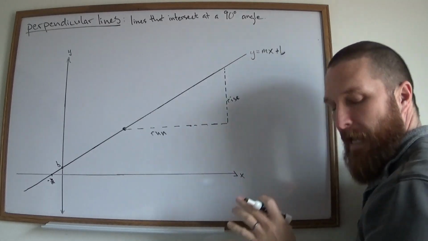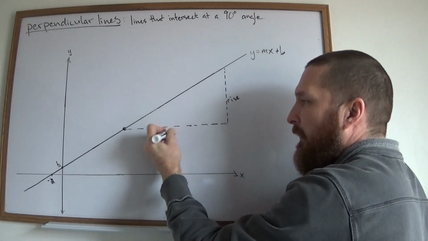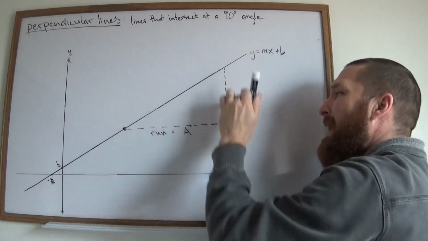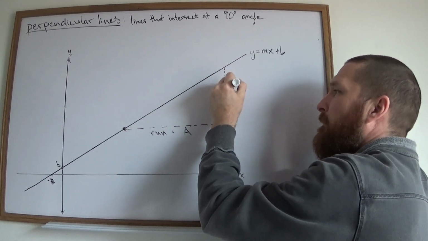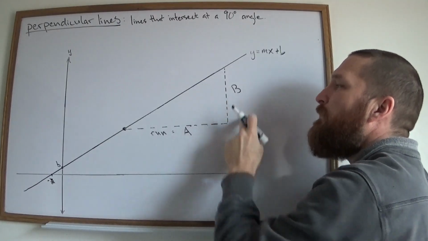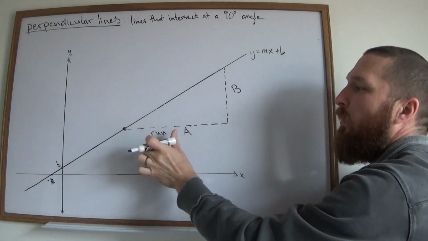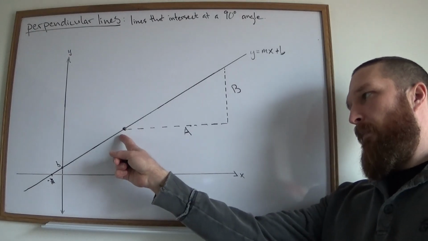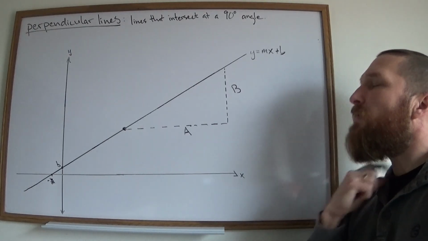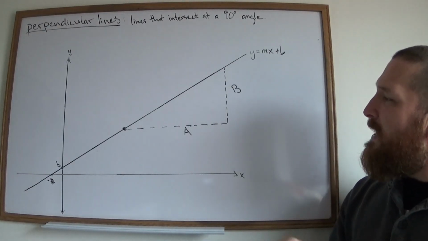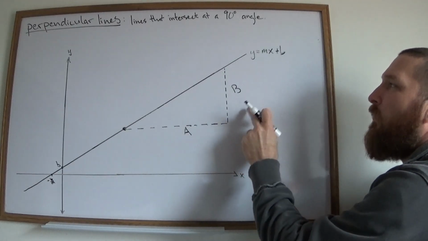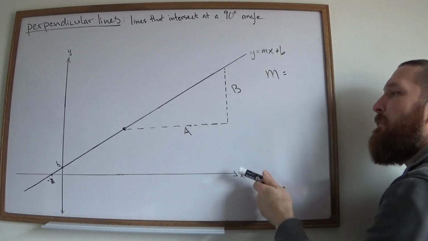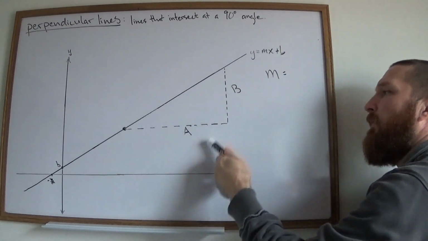Now let's give these actual names. Let's call the run A. We'll say that this distance from there to there is A. We'll call the rise, the distance from there to there, B. So we have the rise, which is B, and B is positive in this case, though that won't really matter. And the run is always positive because we decide that we're going to run from the left to the right. So right now we have our slope, and I'm going to go ahead and write that. We know, because of this equation y equals mx plus b, that m must be rise over run, which in this case is b over a.